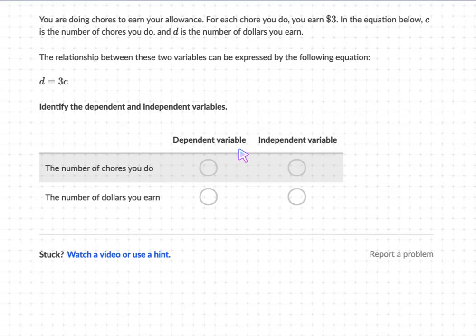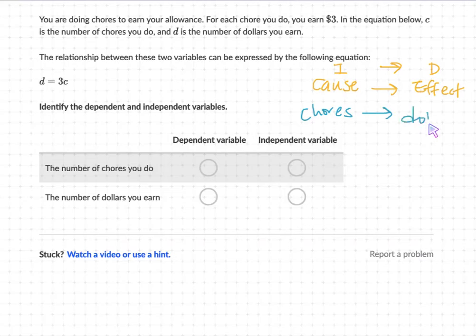So you need to figure out which one's independent, which one's dependent. I want to think to myself, which one is going to cause the other one to change? So I have a cause and an effect. And remember, it's the independent that changes the dependent, so ID. So I have two different scenarios. It's either the number of chores that I do that causes my dollars to change, or it's the amount that I earn, my dollars, that's going to cause my chores to change.